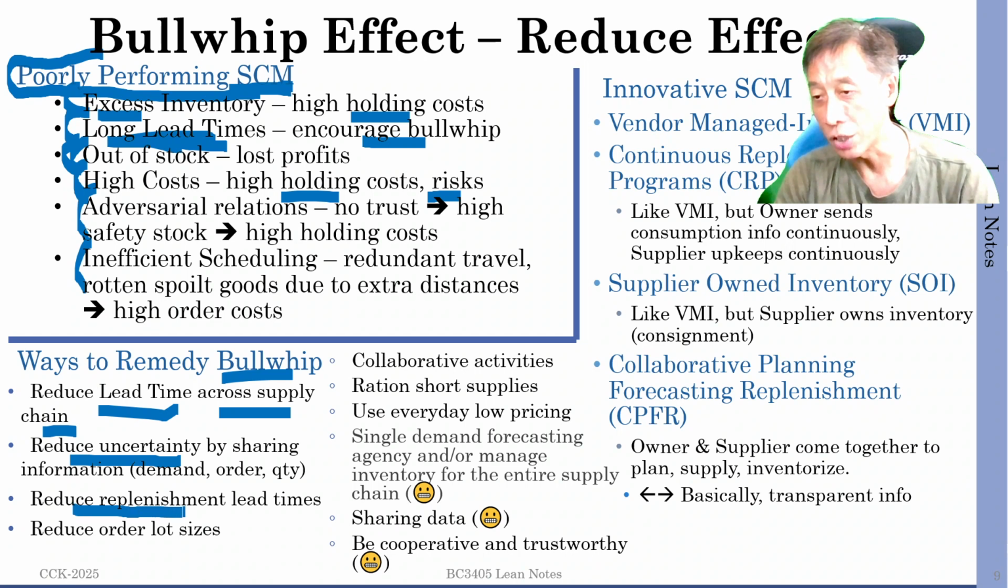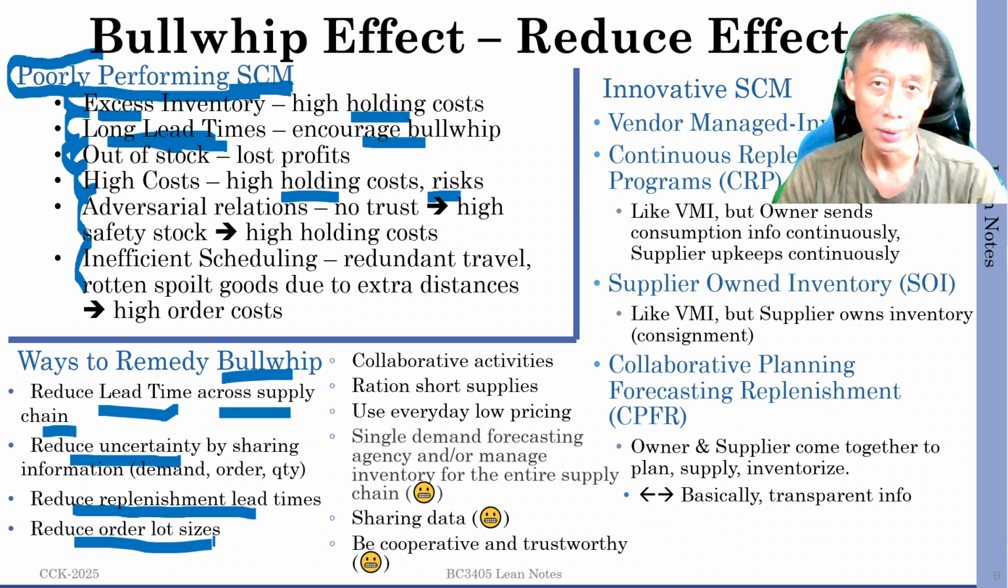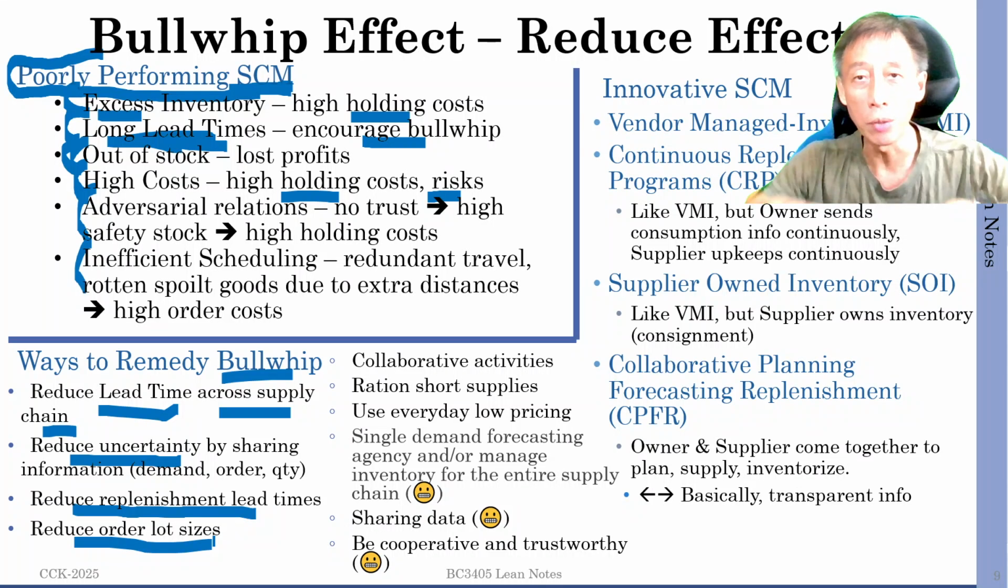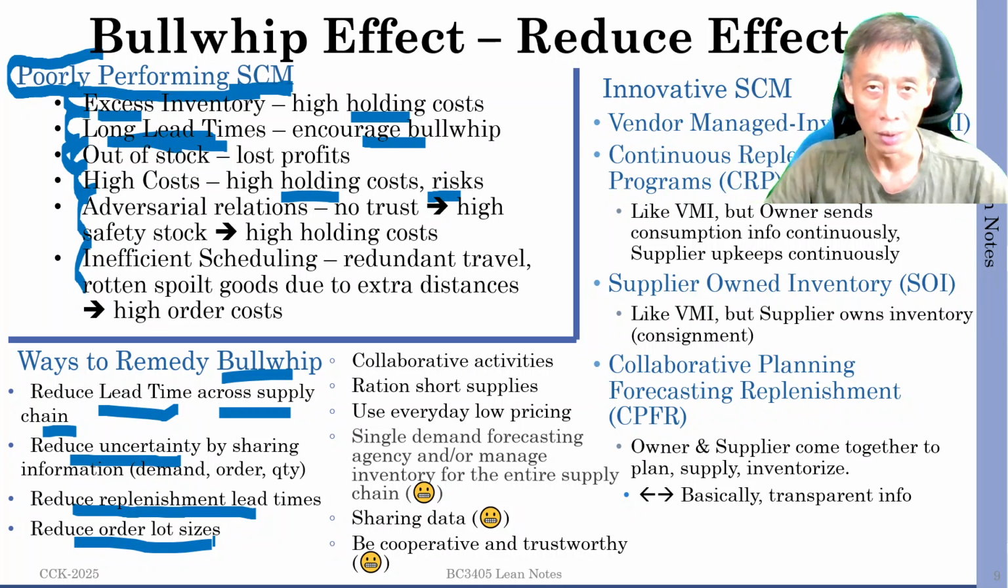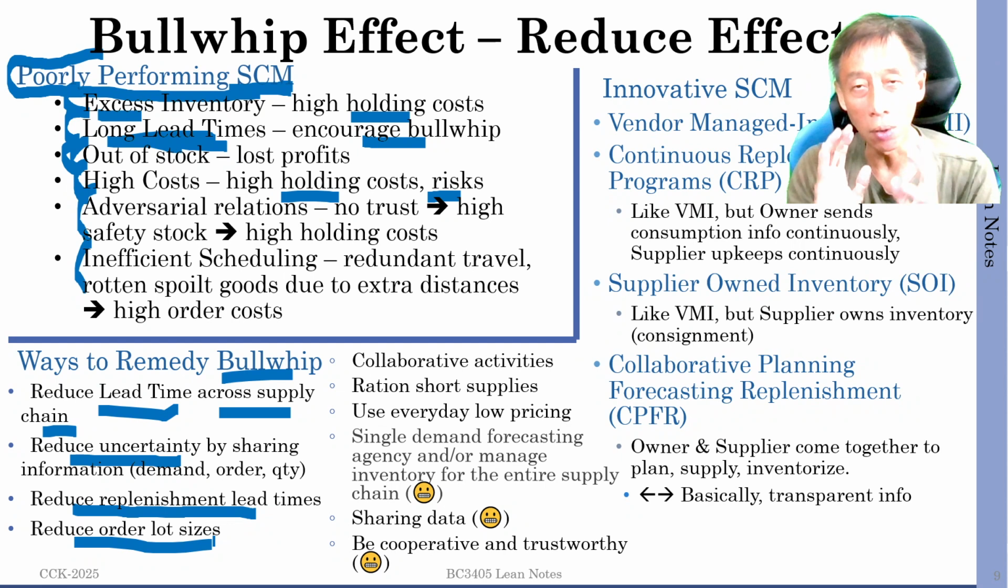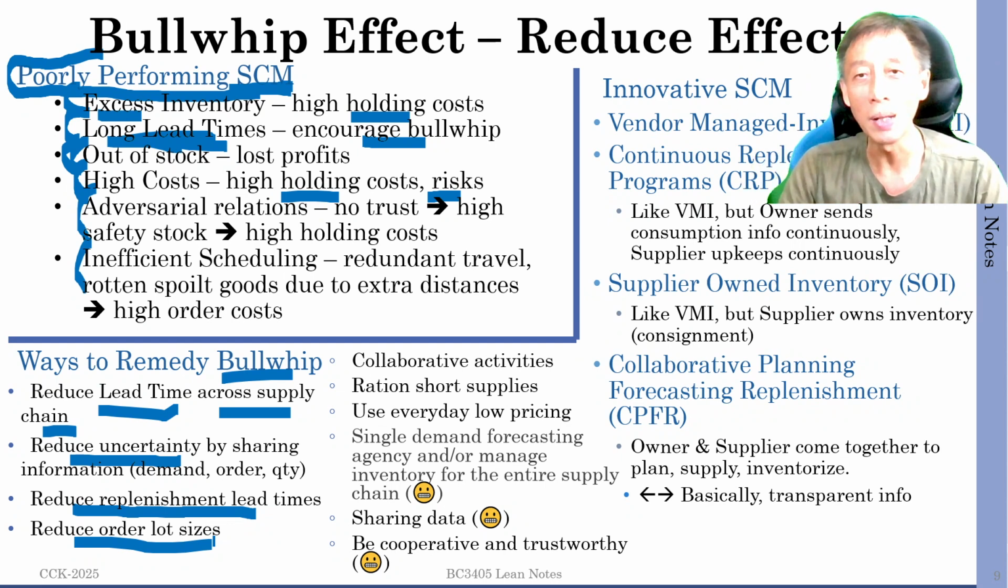Reduce replenishment lead times, like I said, right? Reduce lead time, reduce lot sizes to be more agile. Don't ship in one big container truck. Ship in smaller size vans so that if you make a mistake, it's a small size van. That kind of thing. Collaborative activities.